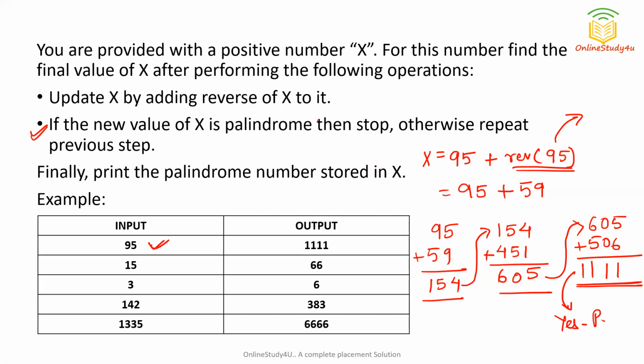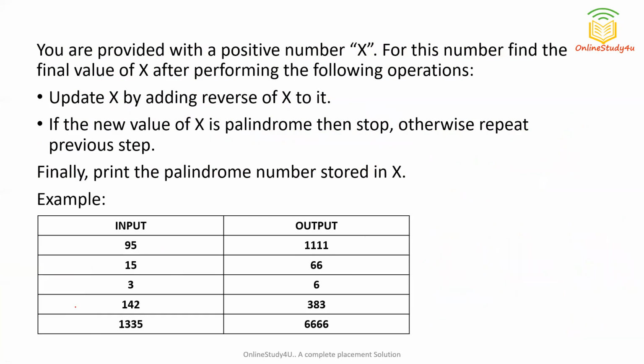So what do we have to do? You can see if it is a palindrome, then we have to stop. So now we will stop. So what is the final value stored in x? Now x is storing 1111. Okay, we haven't discussed the code yet. Don't worry, we are just understanding the algorithm we have to follow. So you can see the output matches with our output.